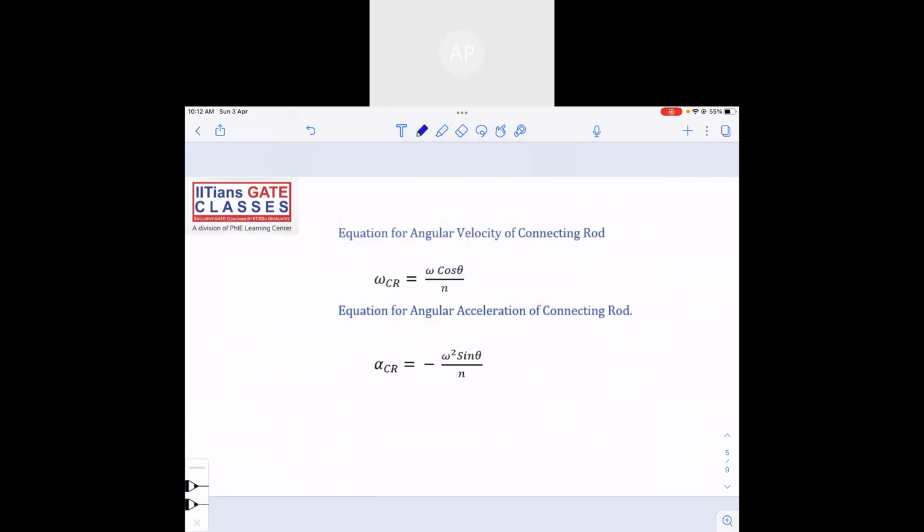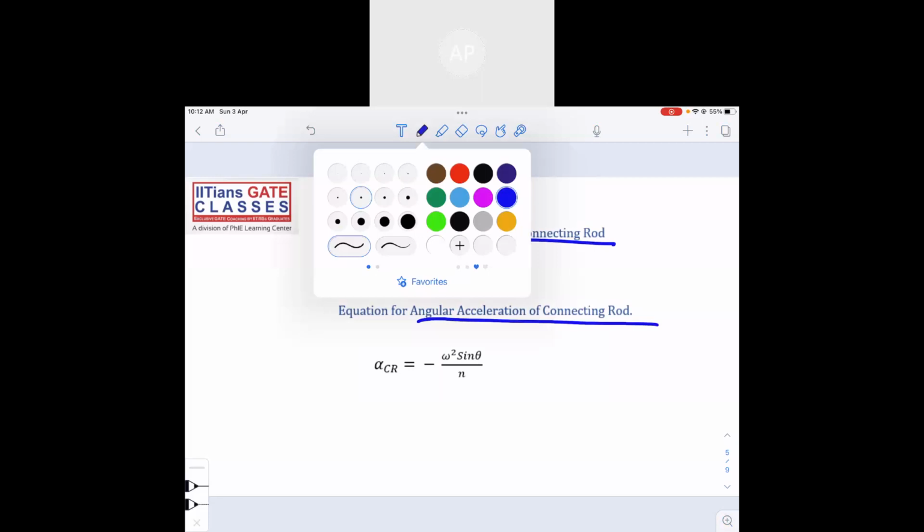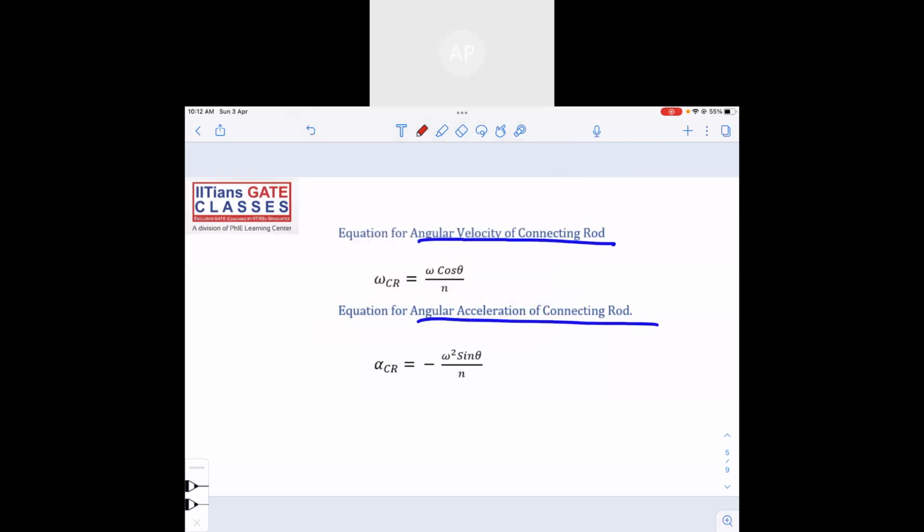We also should know the angular velocity of connecting rod and angular acceleration of connecting rod. So what is the angular velocity of connecting rod? Angular velocity of connecting rod is given by omega cos theta by n. And what is the angular acceleration of connecting rod? Angular acceleration of connecting rod can be given by omega square sine theta by n. Okay. So these two formulas are also important because these formulas are short, right? So many times direct questions are asked.